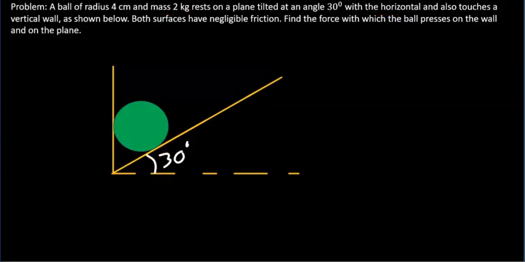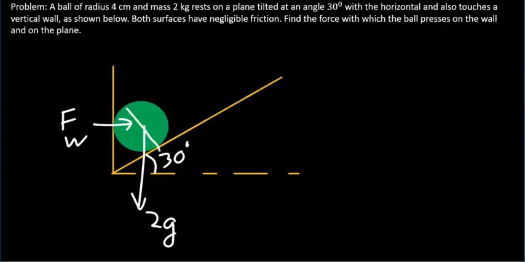So let's label all the forces. The obvious force is the weight of that ball, which is vertically downward. We know that it is just 2 times gravity because the mass of that ball is 2 kg. The second force is of course from the wall, and that is the normal force, and it's acting like that. Let's write that as F sub W. And the third force is the normal force from the plane onto the ball, and it's going like that. Let's label that as F sub P. In this problem, it's sufficient to just look at the forces and make sure that they sum up to 0.